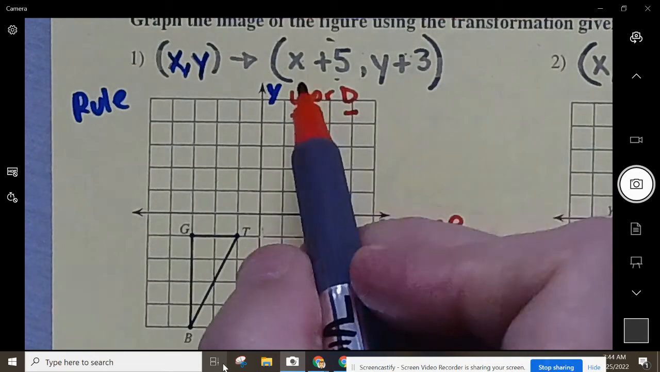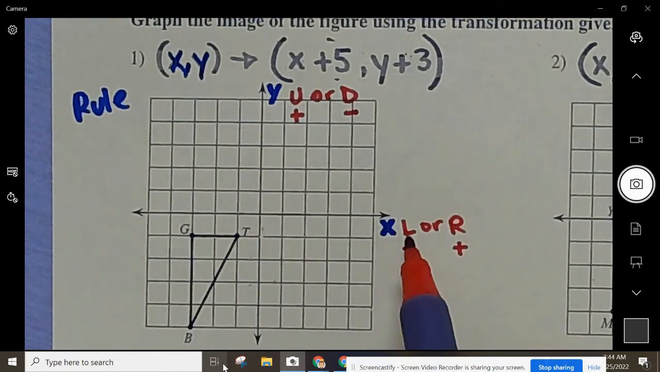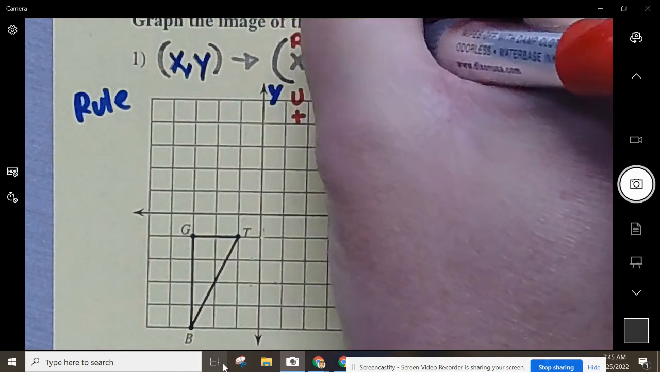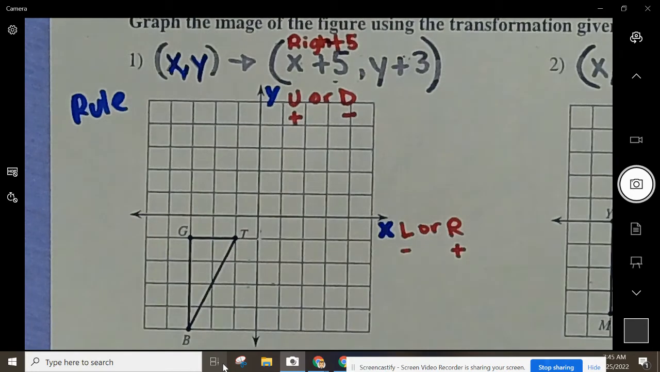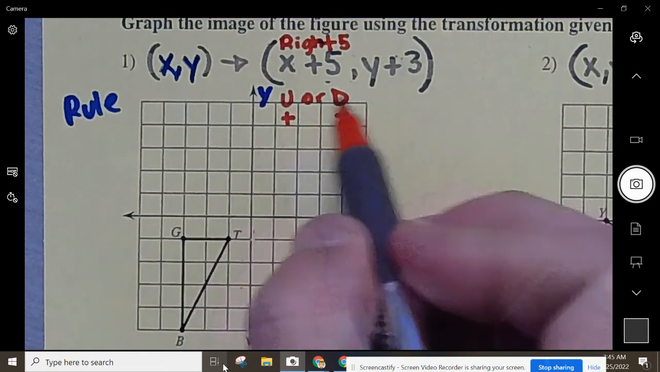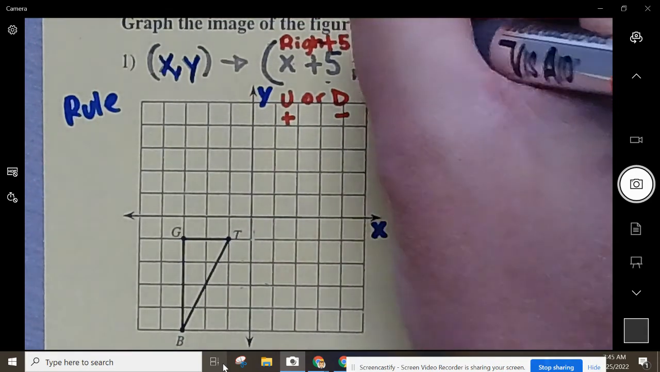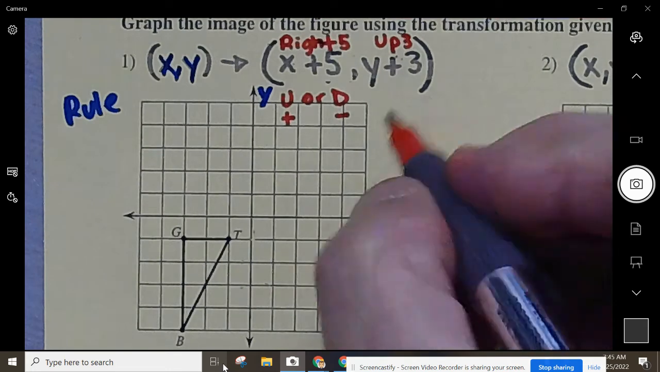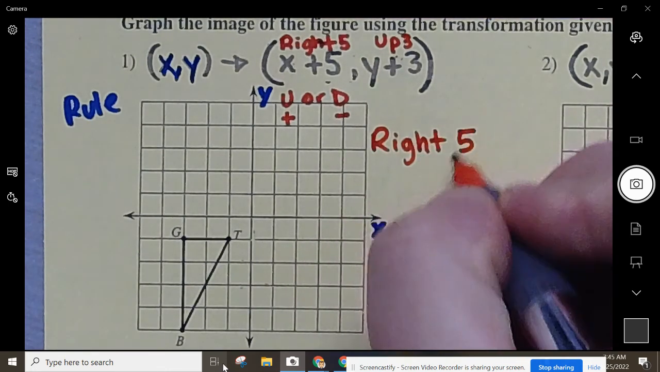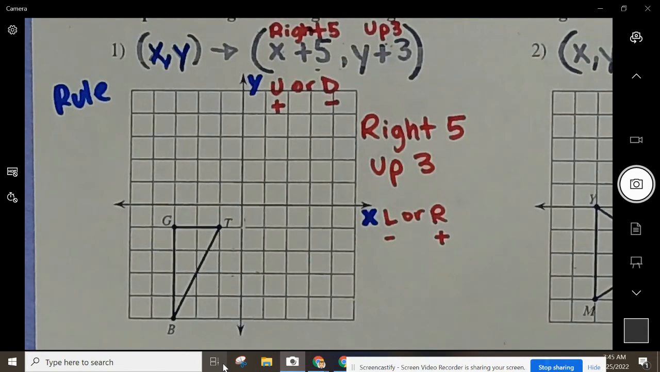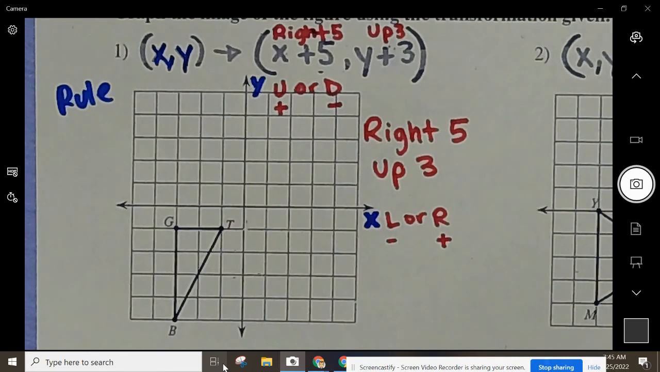So when I see this rule, x plus 5, our x goes either left or right, and it's plus. X plus 5 means right 5. So go ahead and write that down. Right 5. We're supposed to go to the right 5. And then positive means up, negative means down. That's the y. Y plus 3 means go up 3. So doesn't that rule make a little more sense then if I just said go right 5, up 3? Why don't you do that for each point? Go right 5, up 3. And that's what the rule is actually telling you. Go to the right 5, go up 3.